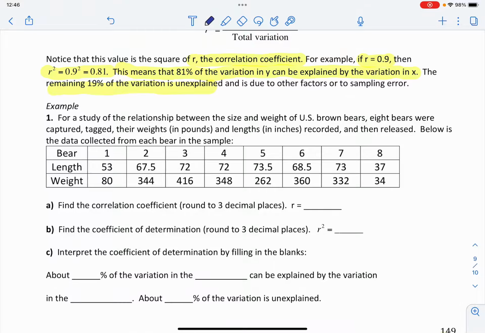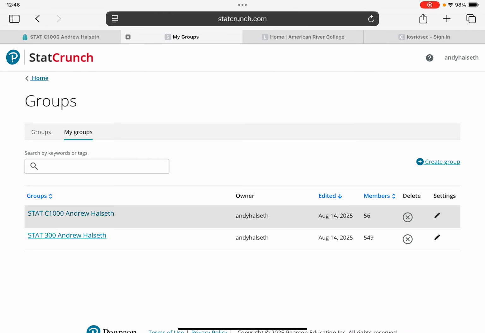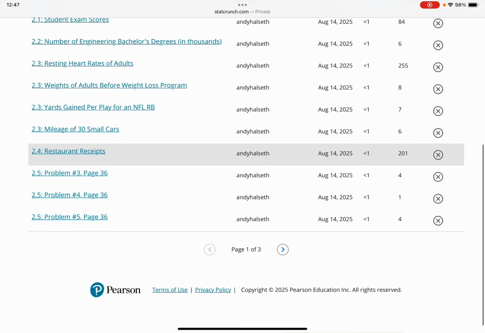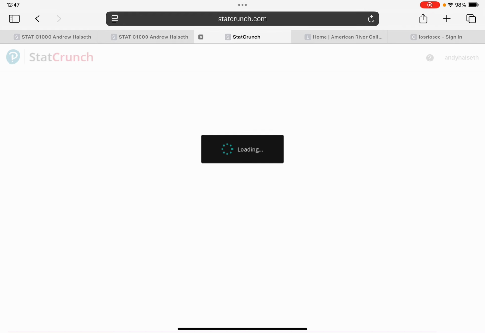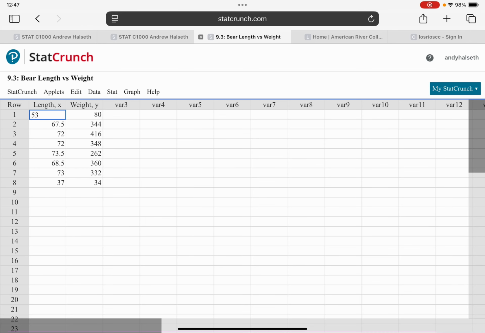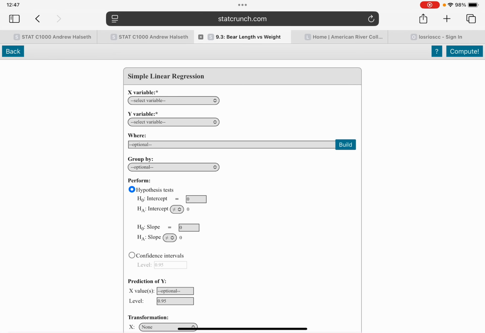So let's load this into StatCrunch. As far as calculations go, you're really just focused on StatCrunch on that. So we'll load the data, and this data set is in the groups folder. Let me access that. It's on the last page, and that's bear length versus weight. Okay, so I've got the data loaded. Then I'm going to that same location we go through for all of chapter 9: Stat, Regression, Simple Linear. We're going to put the x and the y in the correct spots, and then we're going to click Compute.